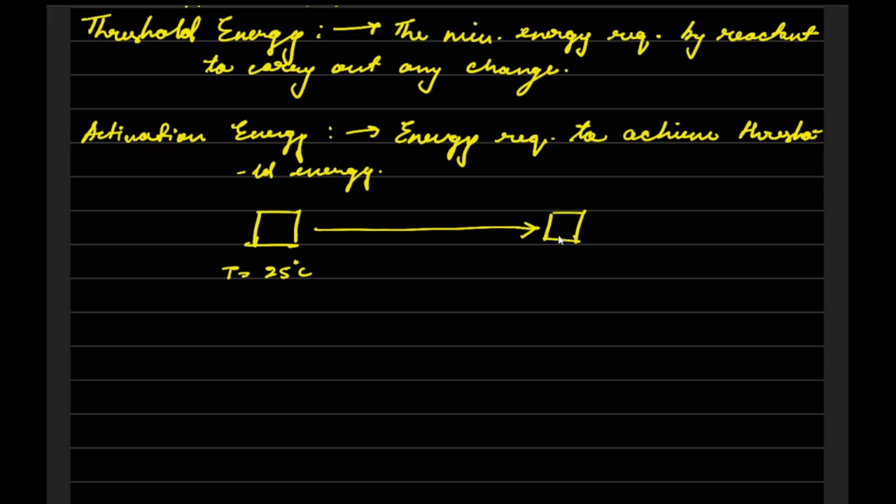That minimum energy is, suppose, 100 degrees Celsius. So the difference between these is 75 degrees Celsius. So 75 degrees Celsius is the energy which we need to put into the reactant to get it converted into the product. So this is nothing but the activation energy, and this is the threshold energy.